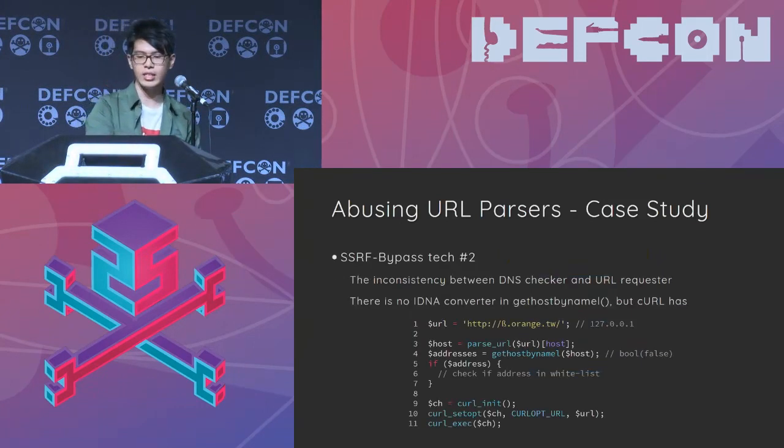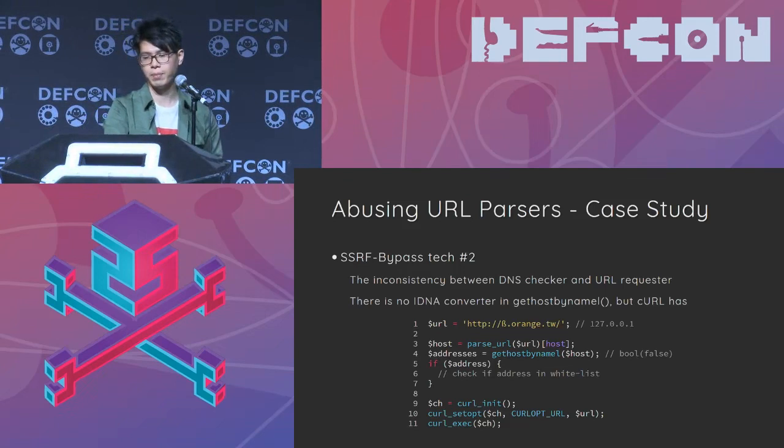The next bypass is about the support of the IDNA standard. Curl is a very intelligent library, which can automatically convert the global domain name to an IP address. But PHP gethostbyname can't. This inconsistency also leads to an SSRF bypass. You can see for the URL, gethostbyname will return false and pass the check, but curl still fetches 127.0.0.1.